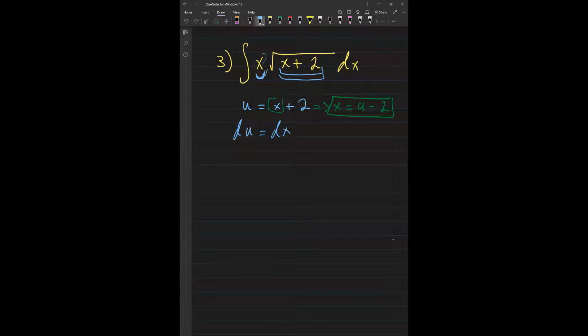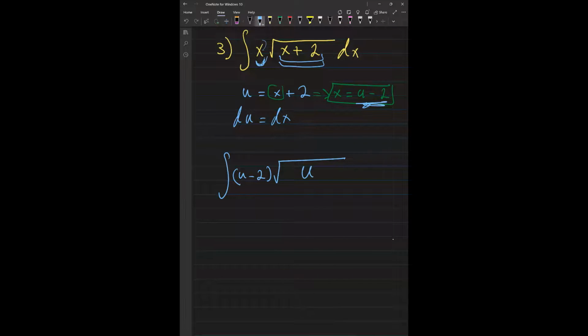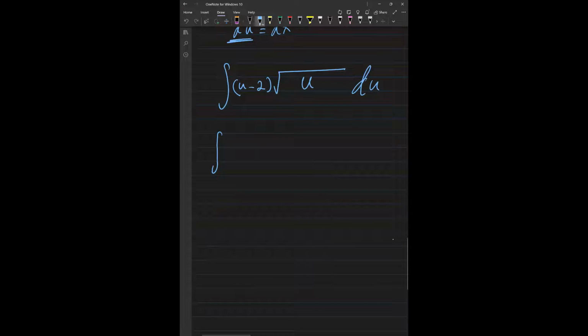So let's try it. So the integral of x, what is x? Well, x is right here. x is u minus 2, times the square root of u, which is this right here. And then we got dx, which is du. And that's it. Everything is covered with u's. Happiness. We're happy.